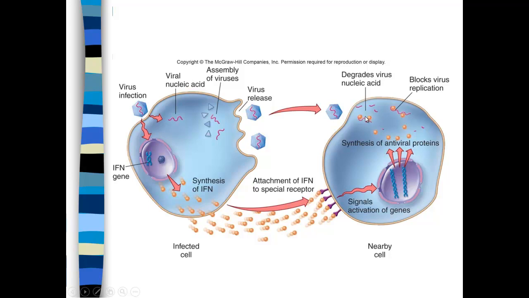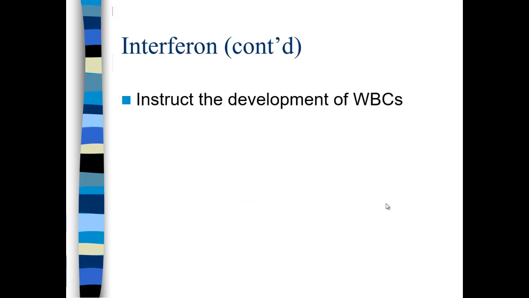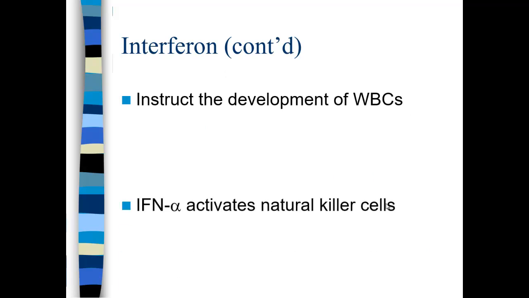So interferon is like an early warning system for the cells. Maybe one cell will be sacrificed, or several cells will be sacrificed, but the bystander cells that aren't quite as infected then will have a chance to survive, and cells that aren't infected at all then will have defenses against viruses as well. Interferon also instructs the development of white blood cells. So as white blood cells mature, interferon plays a role.